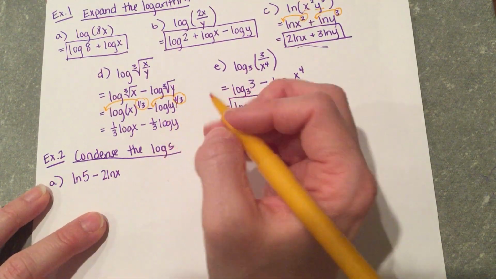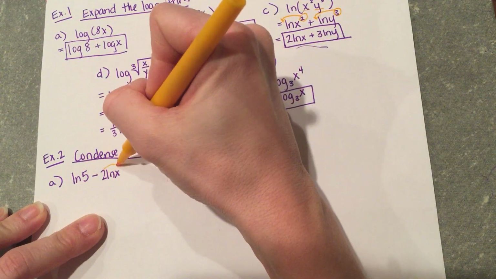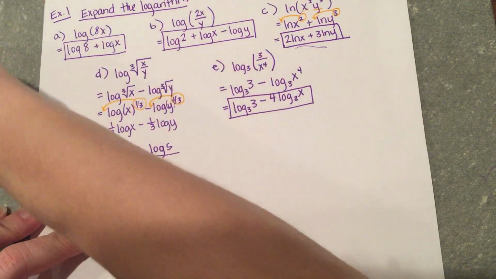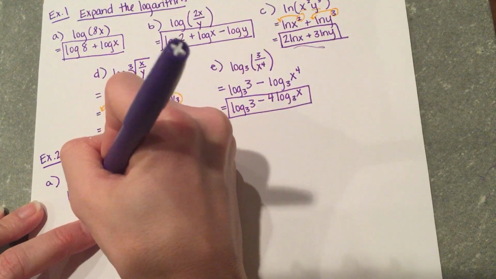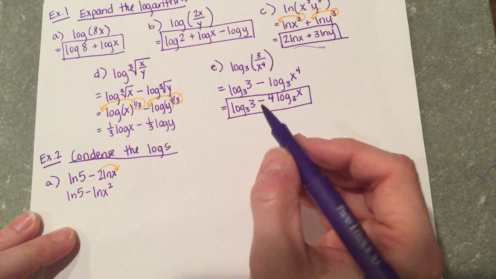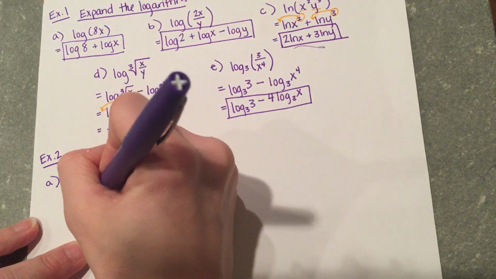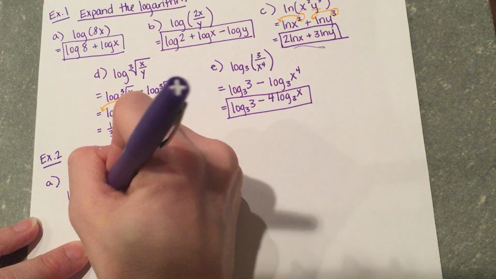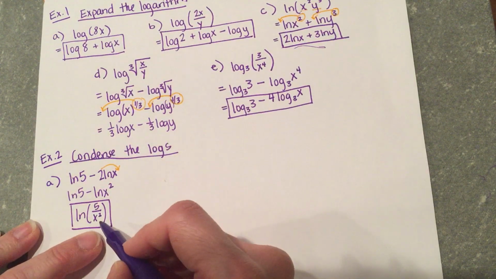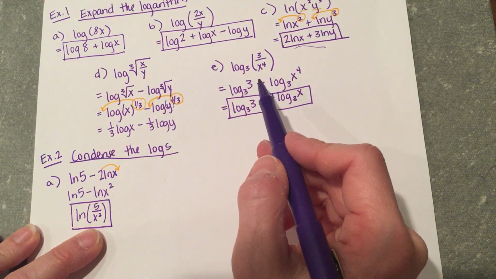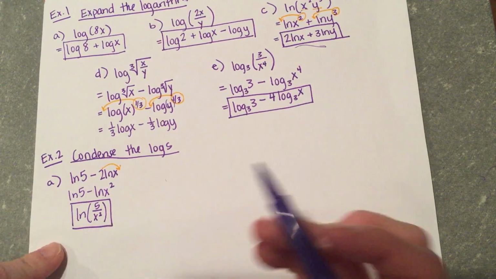Okay, before I can do that, I don't really want any coefficients in the front. So I'm going to go ahead and move this 2 back to the exponent. So I'm going to write this as natural log 5 minus natural log x squared. And now because it's subtracted, when I combine them together, I'm going to divide. So my final answer there will be natural log 5 over x squared. So kind of similar to the last one, except I'm doing it the other direction. I'm starting with the expanded, and I'm condensing it back to one log.